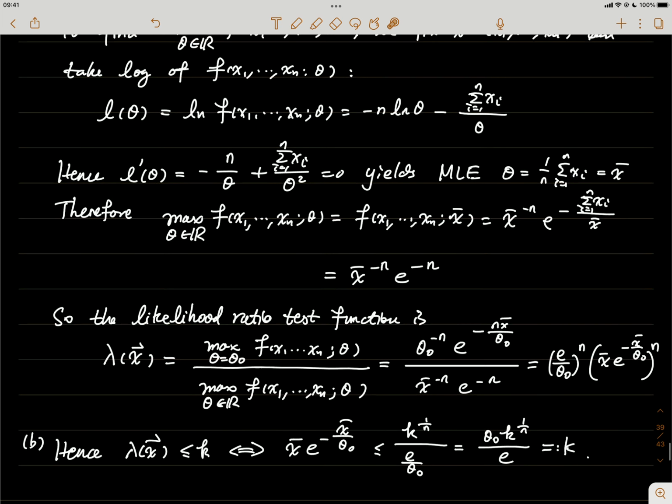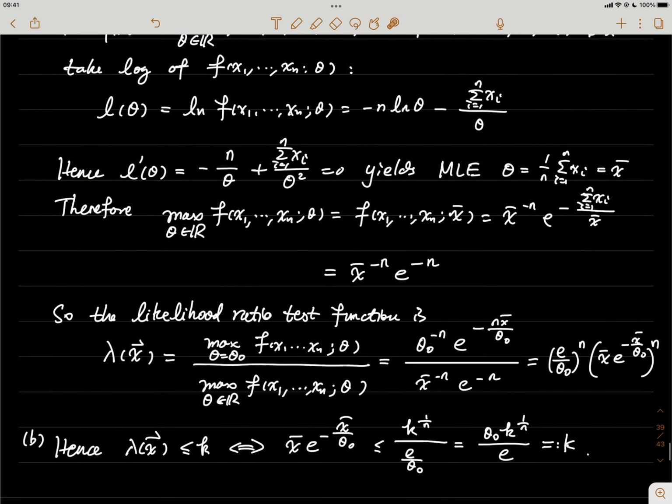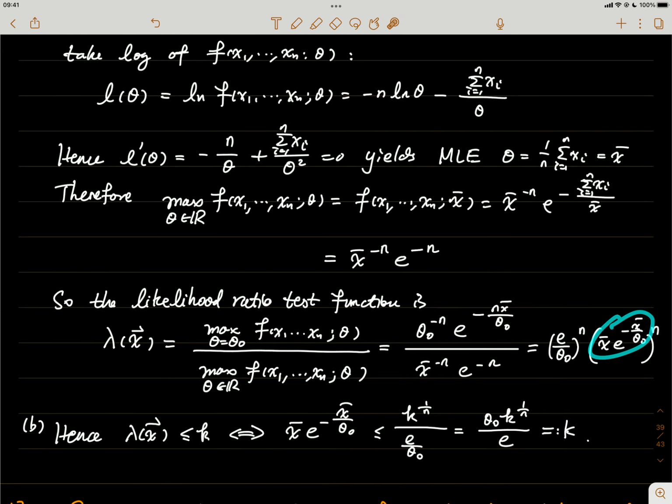Now the likelihood ratio test is to set a critical region in the form that this is less than or equal to k. That means this whole thing here is less than or equal to k, and we just need to simplify it, because the question asks us to extract this part only. We need this to be less than or equal to k, so solve for this part. We get this less than or equal to this, which can be simplified into that. And this is our capital K here.